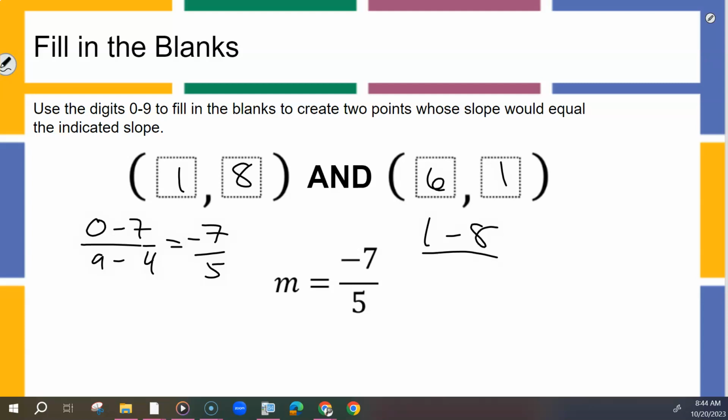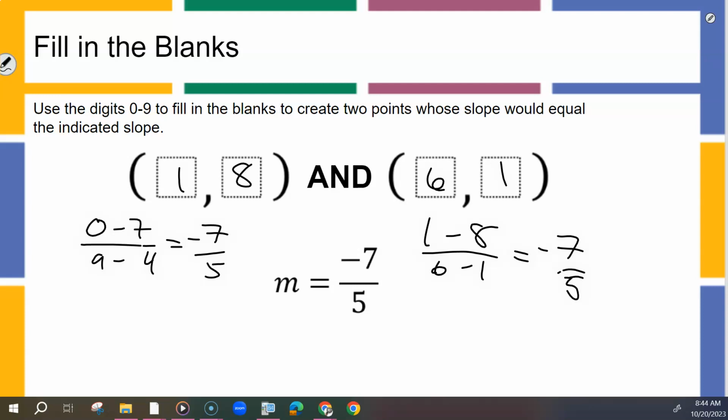1 minus 8 over 6 minus 1. Yesterday they were, Isaiah, did you have one? There were a lot of similar ones that used a lot of 9s, 9s and 2s to get the 7, 8 and 3 to get the 5, stuff like that. Anyone else have one that they want to check to see does it work?